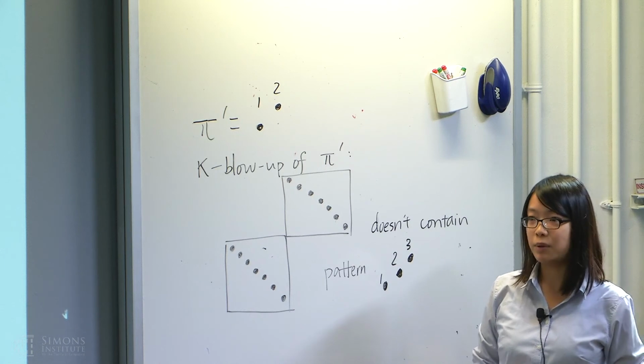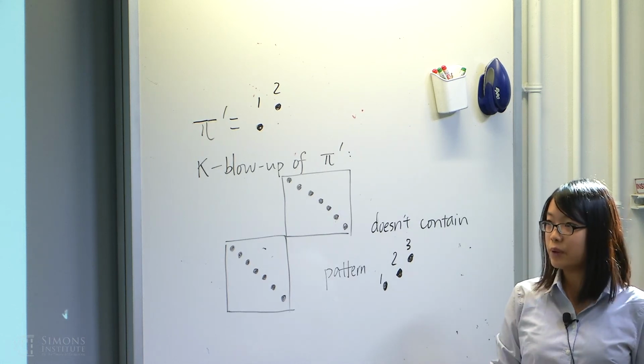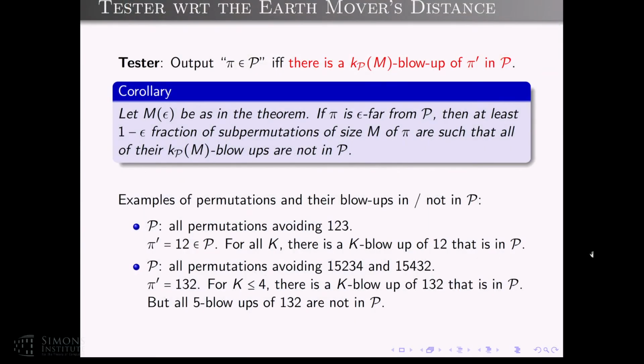But for some permutations and other properties, the bound is going to be slightly trickier. For example, if P is the set of permutations avoiding two patterns, 1, 5, 2, 3, 4 and 1, 5, 4, 3, 2, it is a simple exercise to see that if your sample permutation is 1, 3, 2, then for any k less than or equal to 4, you can find a k blow-up of pi prime that avoids both of the two patterns. But if I tell you k equals 5, then all the 5 blow-ups of the subpermutation are going to contain at least one of these two patterns, by Erdős–Szekeres theorem.